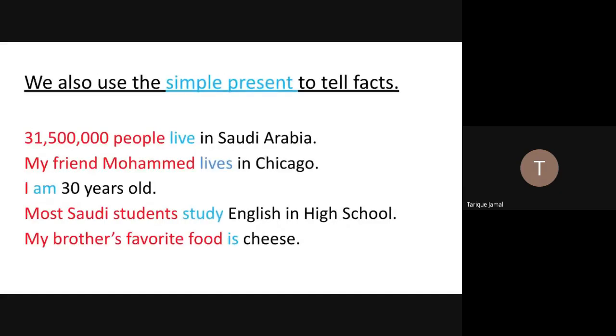We also use the simple present to tell facts. So what we have in the slide here is a fact, right? I am 30 years old. Most Saudi students study English in high school. So these are facts. This is something that we know. So I just want you all to go through that slide for a minute. Just read the sentences. There are like 5 sentences. Just read them within 30 or 40 seconds, and then we'll move on.